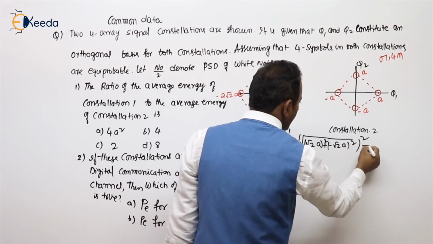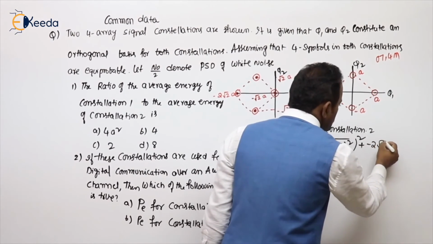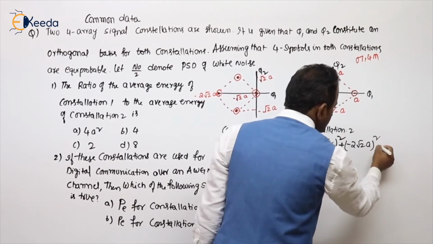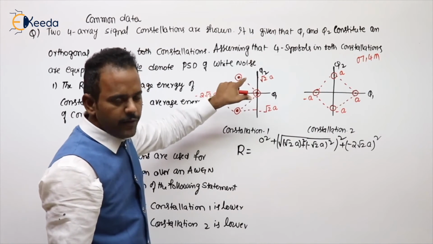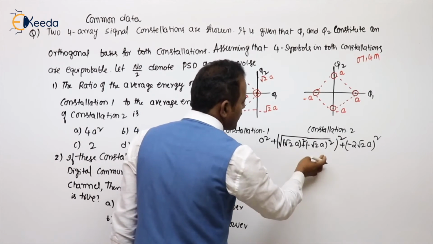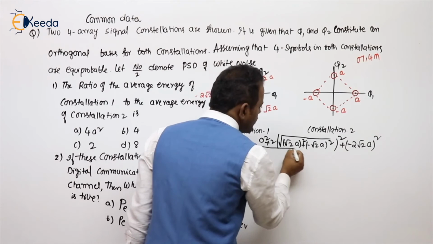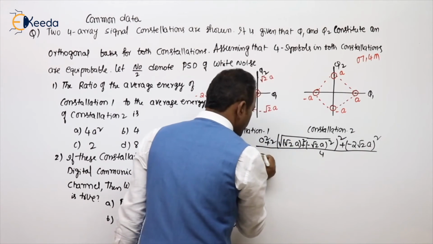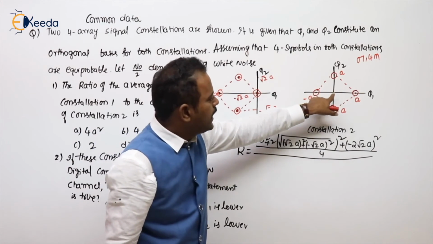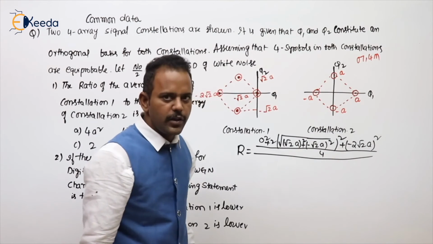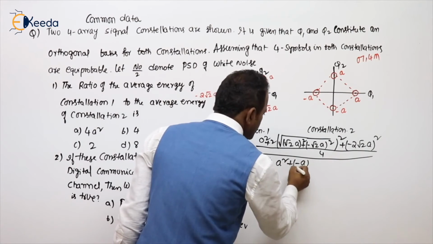But what is energy? Distance from the origin, square it. Next, what is the energy of this point? Take the distance, minus 2 root 2a, square the distance. And if you see this point also, apply the Pythagoras theorem, same thing. Whether it is negative or positive, don't bother. So this will come twice. Average means divided by 4. Go for the second constellation. See, each point is at a distance of A from origin. What is energy? Take the distance from origin and then square it.